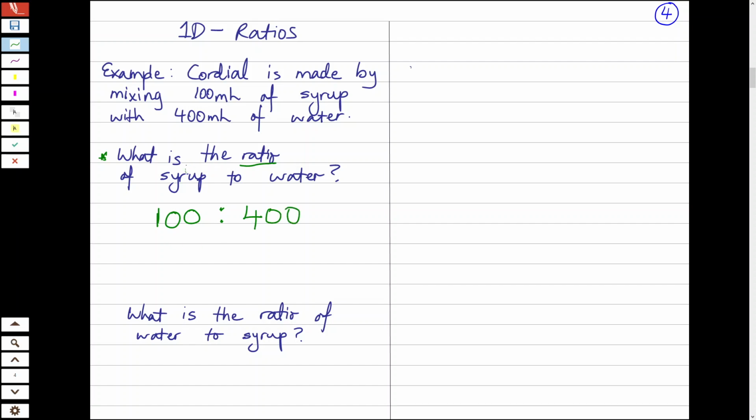Because notice the way I've asked this question. What is the ratio of the syrup to the water? So the syrup amount should come first.